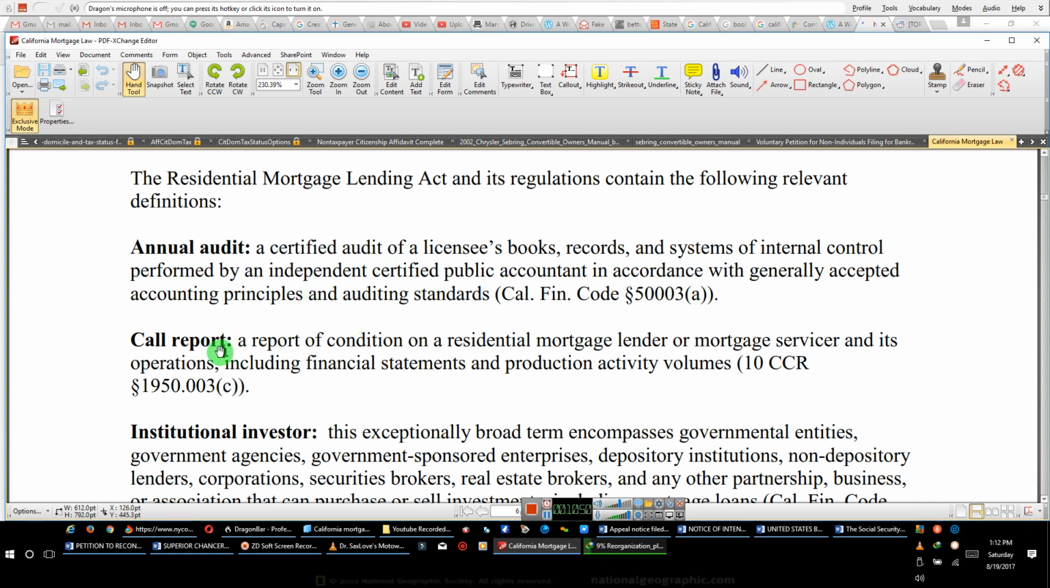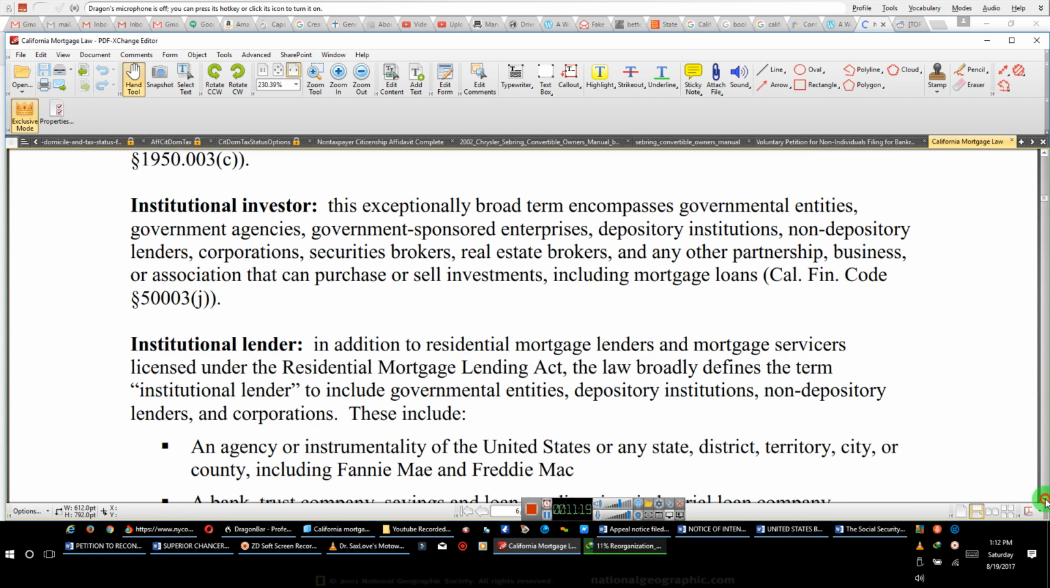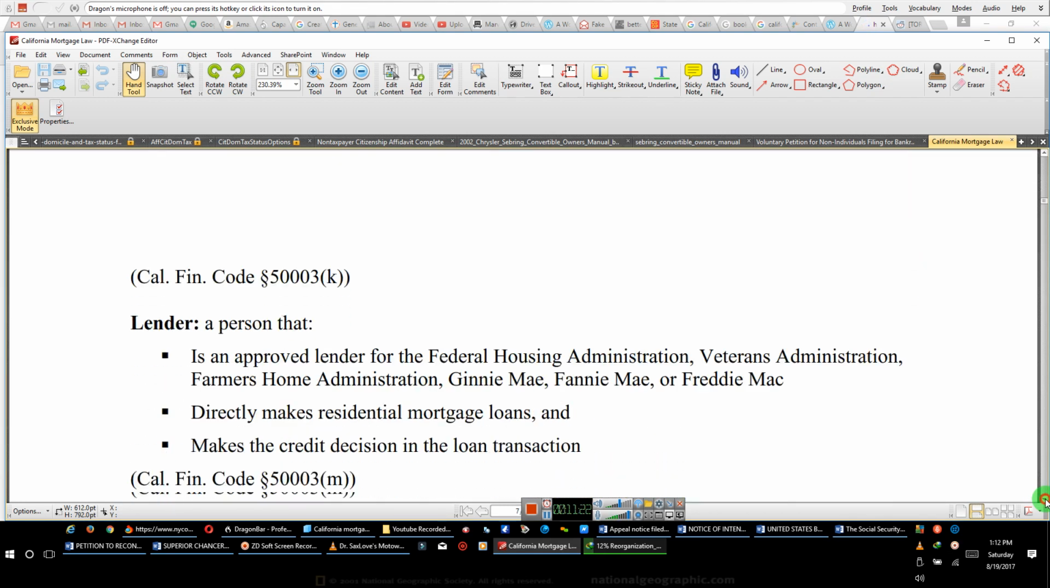Okay? Oh, look at that, call reports. A report of conditions of the residential mortgage lender and mortgage servicer, its operations including financial statements and production activity volumes. Ladies and gentlemen, you know you have a right to ask for this. You have a right to ask for the audit and a call report because that's part of RESPA. It deals with your loan. You got to go over the case law and see what judges say you have the right to and what you don't have the right to. Okay? You have the right to find out the financial status of your loan.